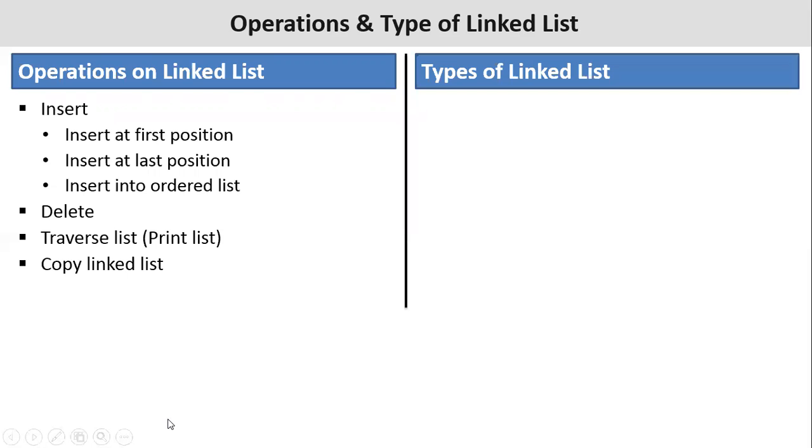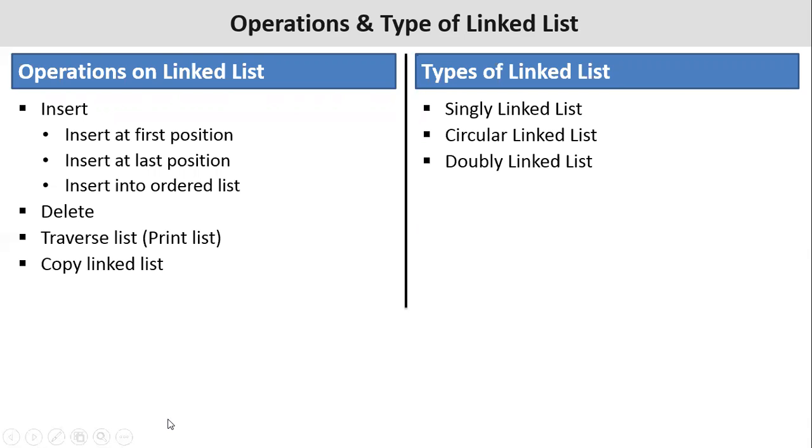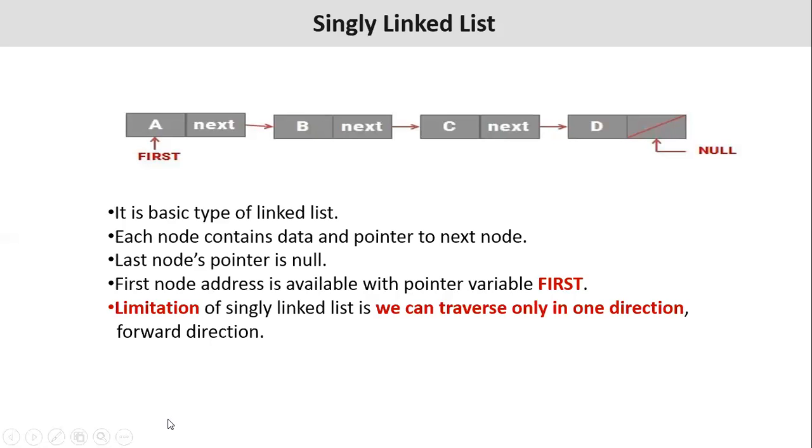Types of linked list: singly linked list, then circular linked list, then doubly linked list. Here we are going to learn the singly linked list first. Here we have 4 nodes A, B, C and D, in which each node is divided into 2 parts. The first part is called the information part, and the next part is the address of the next node. A is the first pointer, indicating the first node.